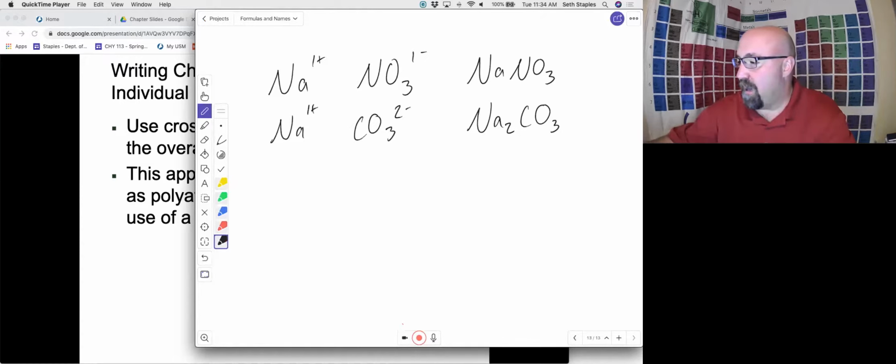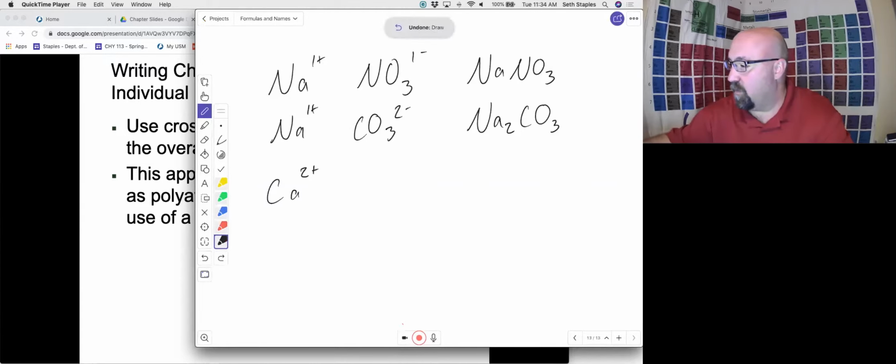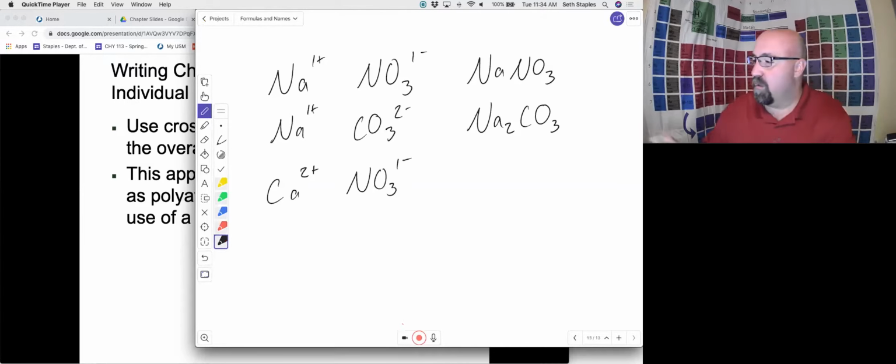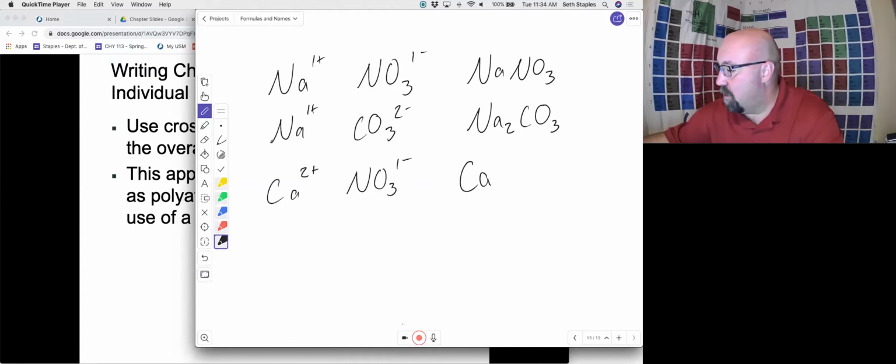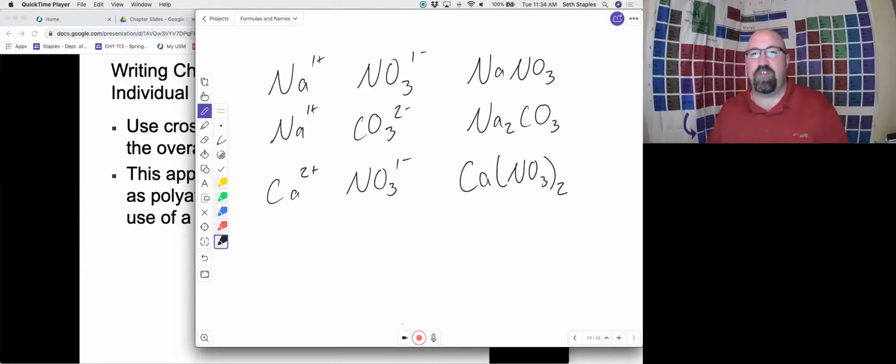Let's say we're looking perhaps at calcium nitrate. Sorry, Ca is a 2 plus, Professor Staples. Hopefully somebody caught that. So calcium with its 2 plus charge, we find that from the periodic table. Sorry, we're working with nitrate. NO3 has its 1 minus charge. And so we're going to need 2 nitrates in this chemical formula. And so we have to indicate that 2 by now putting parentheses around our nitrate.